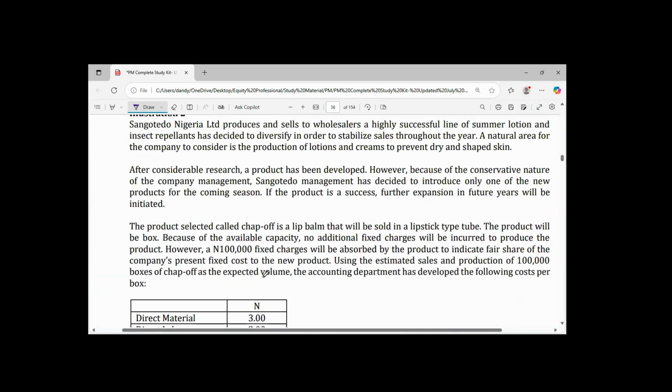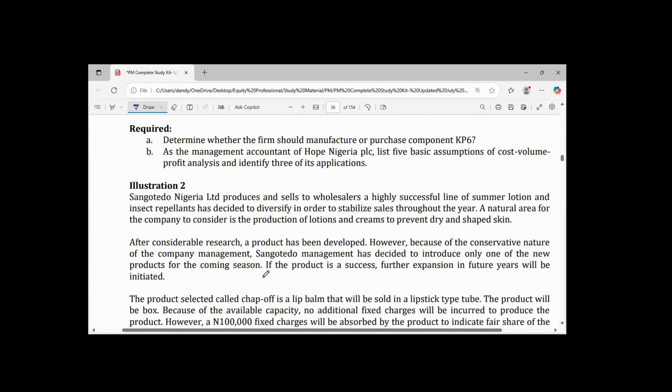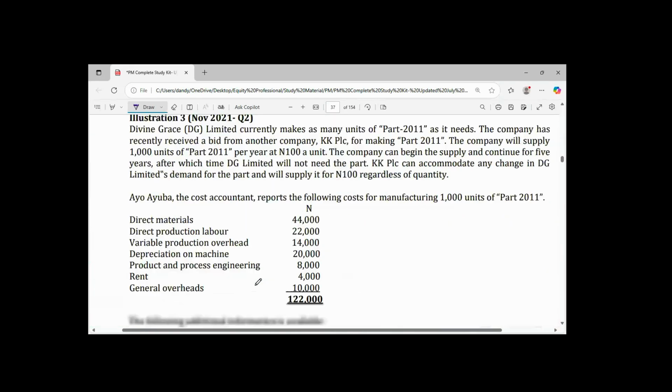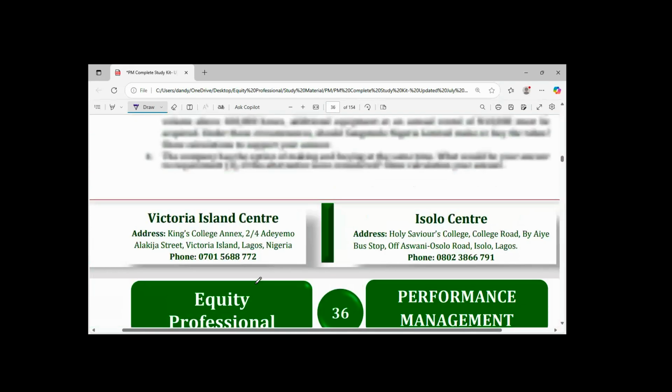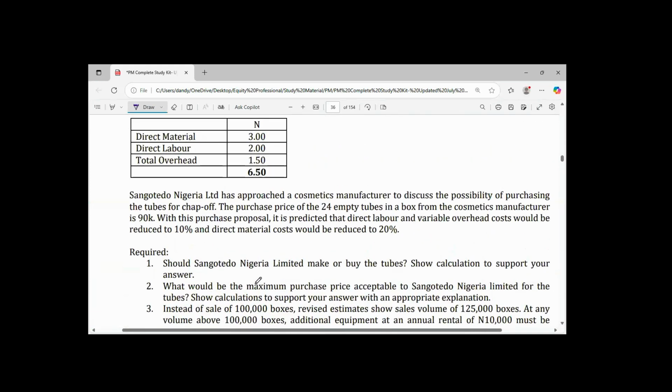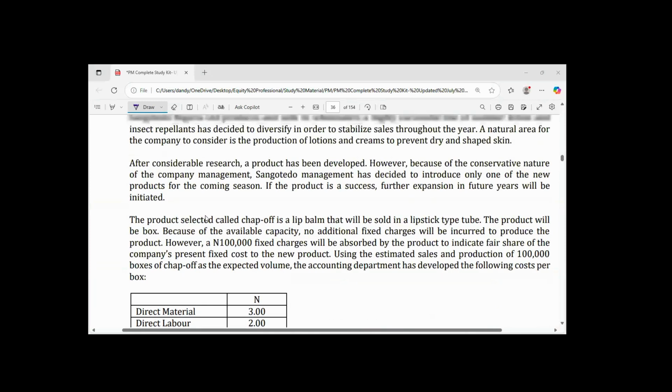Let's have another illustration. So I need somebody to read illustration number 2. Okay. We are going to solve the entire illustration under this. So one of you should help us to read illustration number 2. Scroll down.